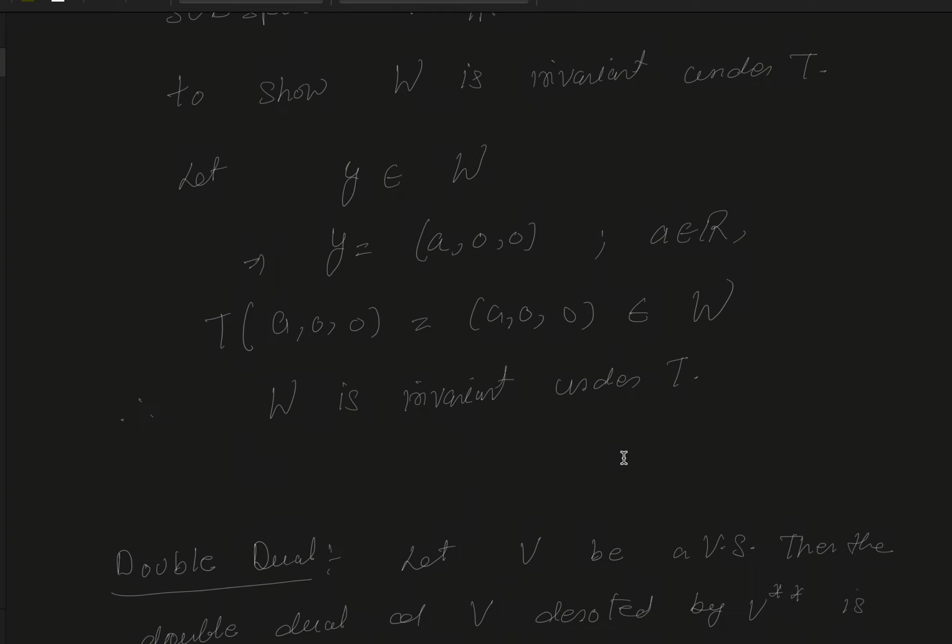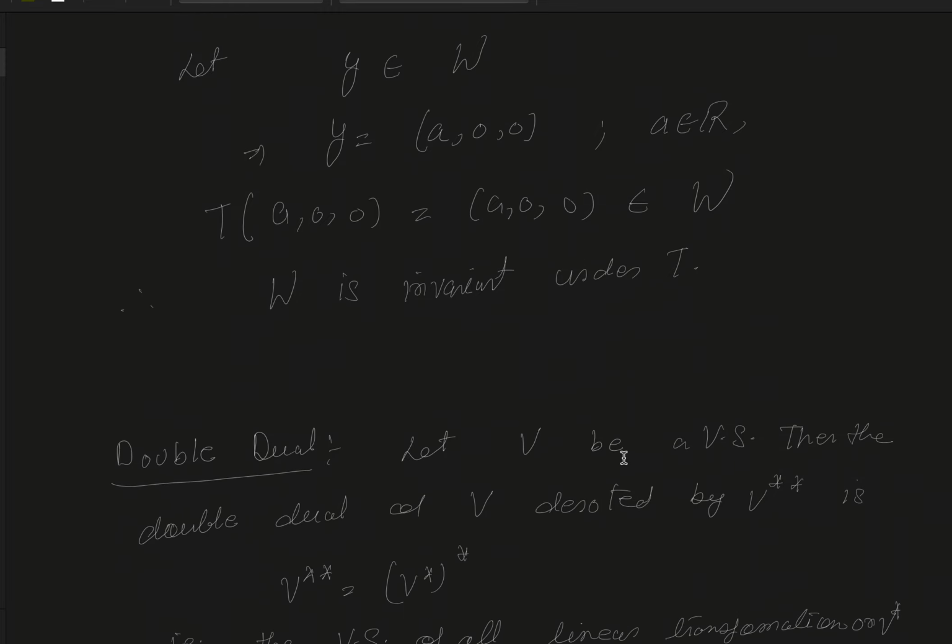And what is T of y? T of (a, 0, 0) is nothing but (a, 0, 0), which is again in W. So we proved that T of y is contained in W, and so W is invariant under T. Okay, so this is what sums up the invariant subspace. These are just the little things that I wanted to talk about.